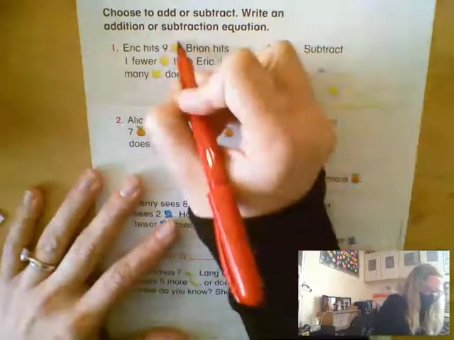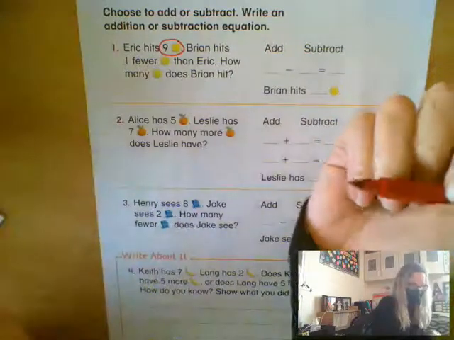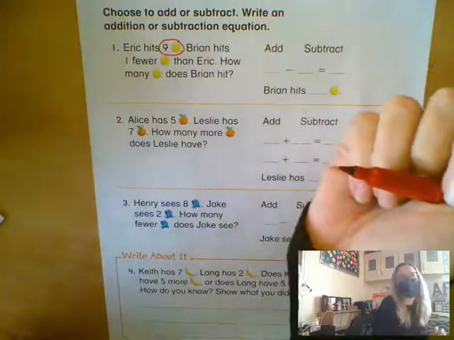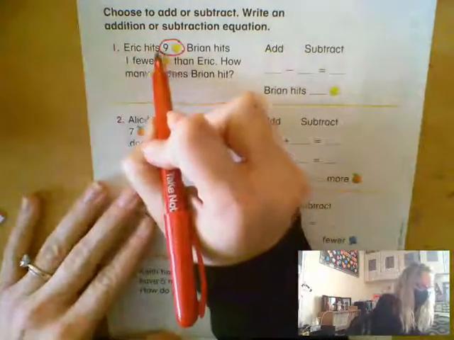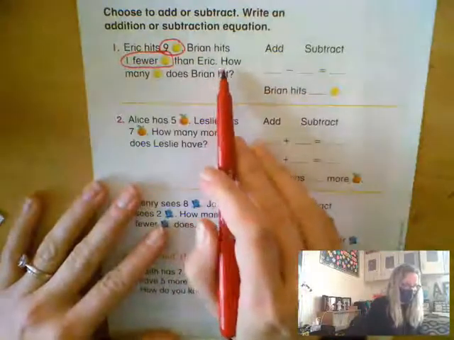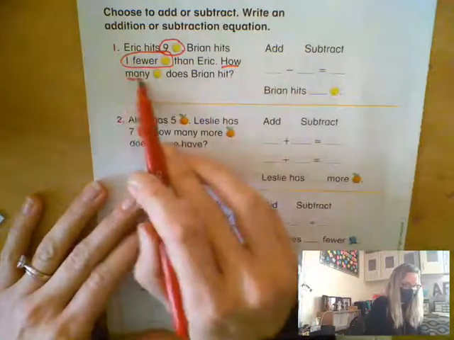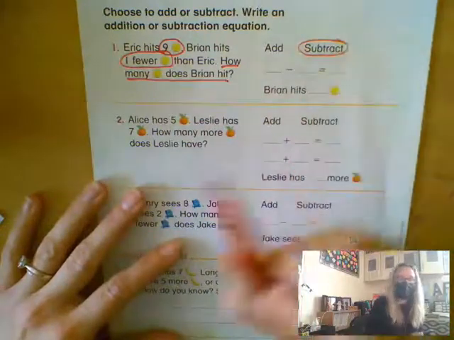Eric hits 9 tennis balls, so circle 9 balls. Keep going. Brian hits 1 fewer ball than Eric, so circle that. 1 fewer ball. How many balls does Brian hit? Excellent. So we're going to be subtracting. You can circle subtract.